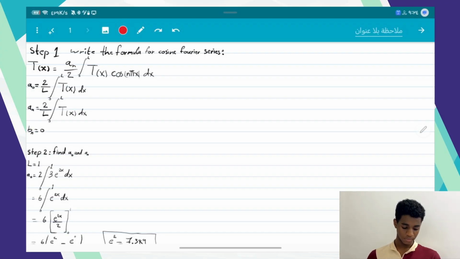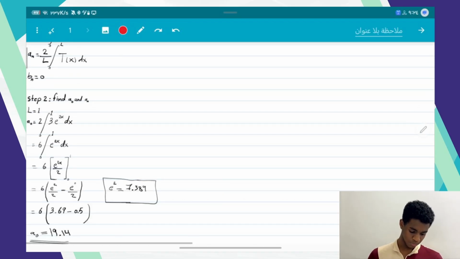Today we'll solve question 1, parts A, B, and C. For part A, step 1, write the formula for the cosine Fourier series. T(x) is equal to a0 divided by 2 plus the sum of an cos(nπx/L). a0 is equal to 2 over L, the integration from 0 to L, T(x) dx. an is equal to 2 over L, the integration from 0 to L, T(x) cos(nπx/L) dx. bn is equal to 0.